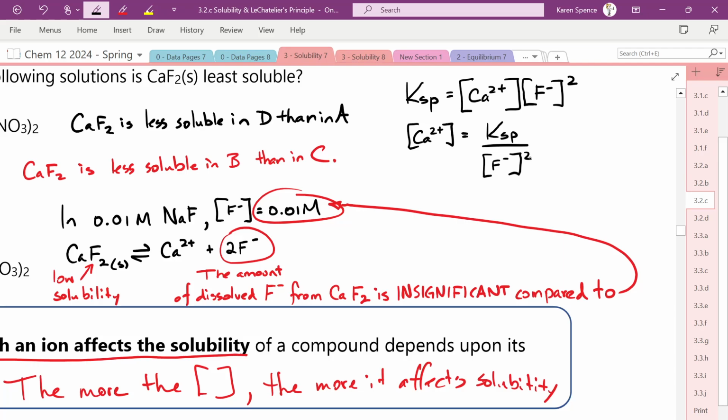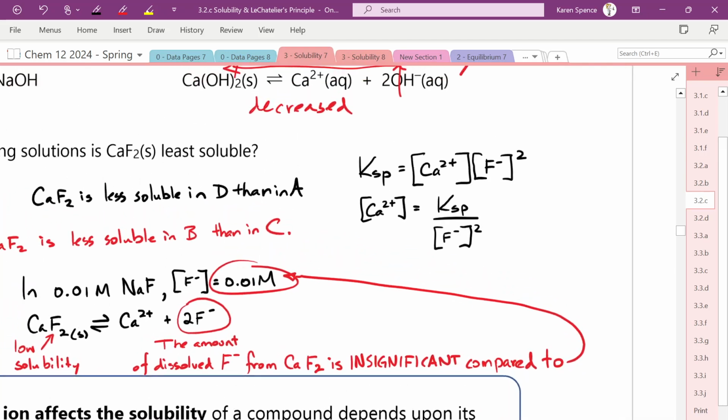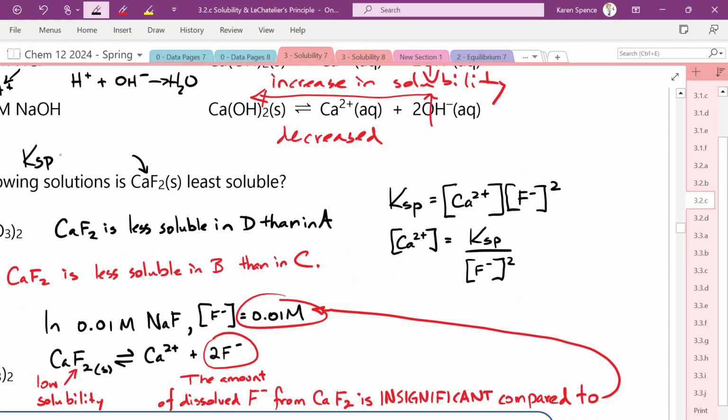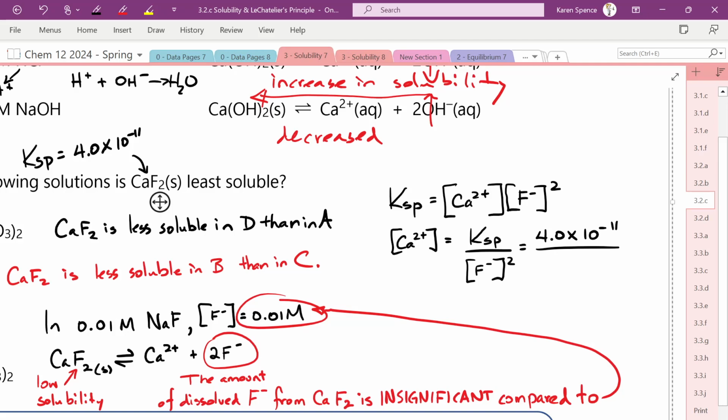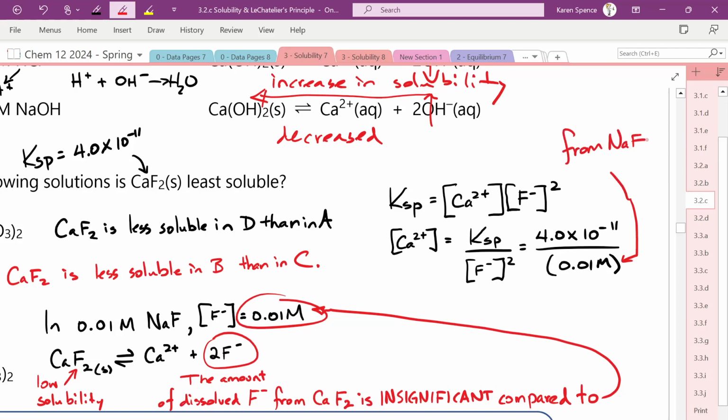Yes? Now, I looked up the KSP for CaF2. The KSP is actually 3.9 times 10 to the minus 11, but I rounded it to 4.0 times 10 to the minus 11 to make the math easier. So we can plug in our KSP value, 4.0 times 10 to the negative 11, and our fluoride ion concentration, 0.01 molar, because the amount that comes out of the calcium fluoride is too small to worry about. And that's from the NaF. And I can't forget to square it. Are you with me?